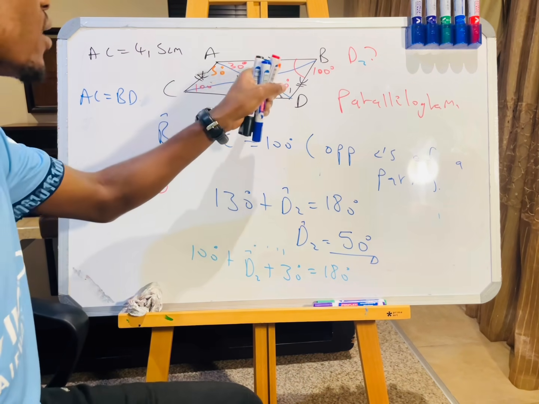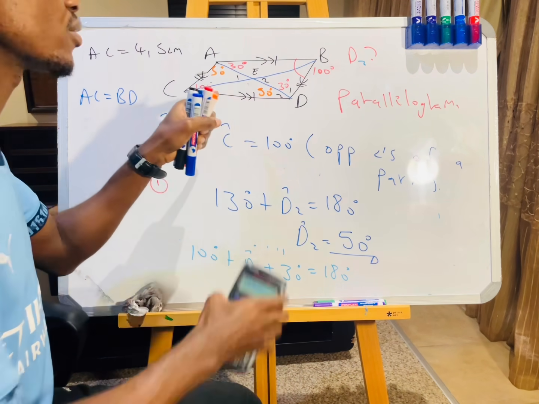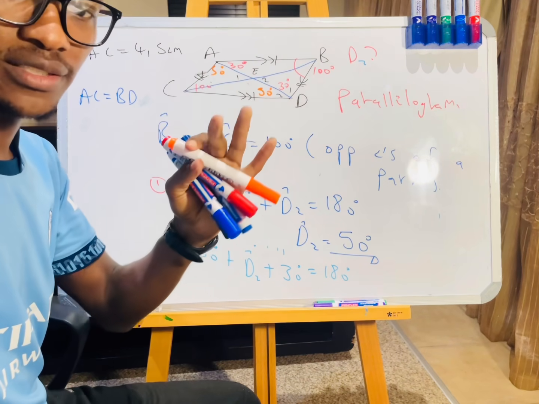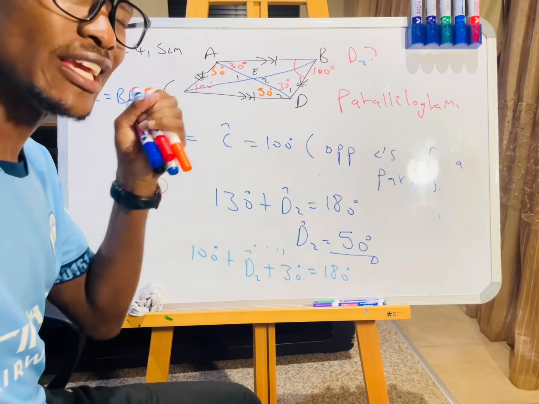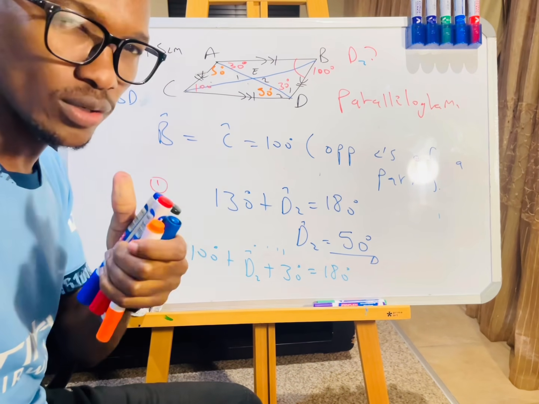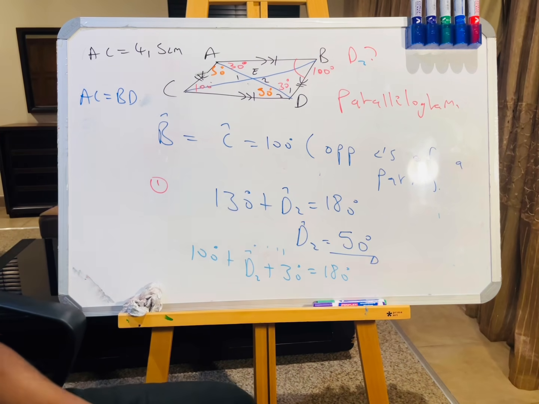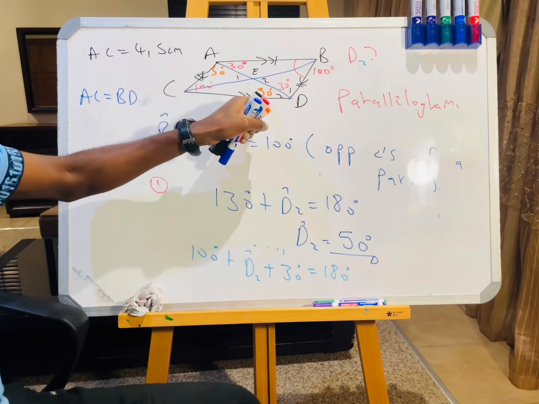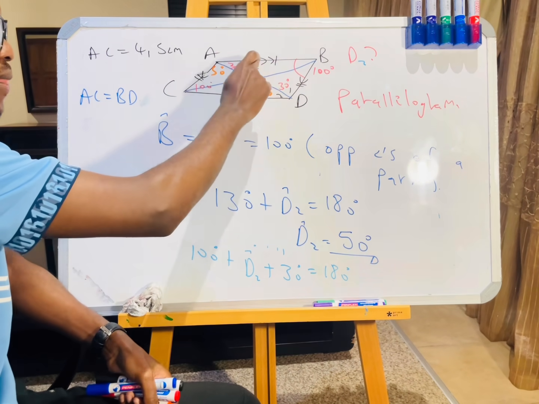So remember this is a quadrilateral because all the sides are 4. A quad means 4 sides, right? 4 angles. If all the angles give you 360 in any quadrilateral shape, then you are correct. So we are good. Our angle D2 is 50 degrees here. That's what they were looking for, our D2 here.